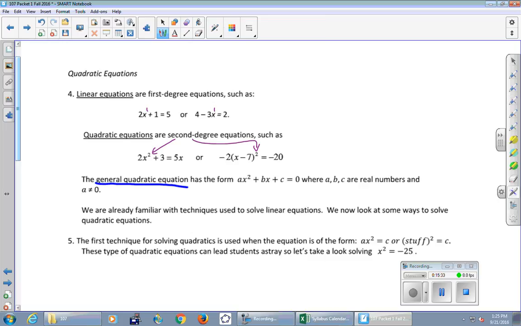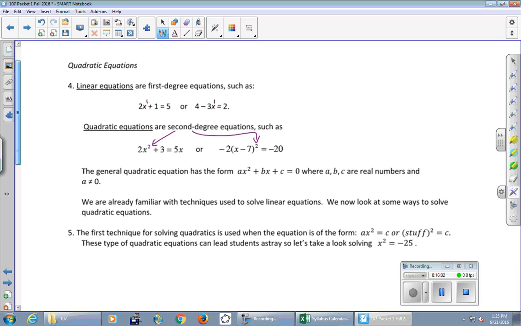The general quadratic equation has this form: ax squared plus bx plus c equals 0. That 0 is going to be key for us. A, b, and c are real numbers, and a is not 0, because if you made a equal to 0, then this term right here becomes nothing, and all of a sudden it isn't quadratic anymore, right? That's the only reason that's there. We are already familiar with techniques used to solve linear equations. We now look at some ways to solve quadratic equations.